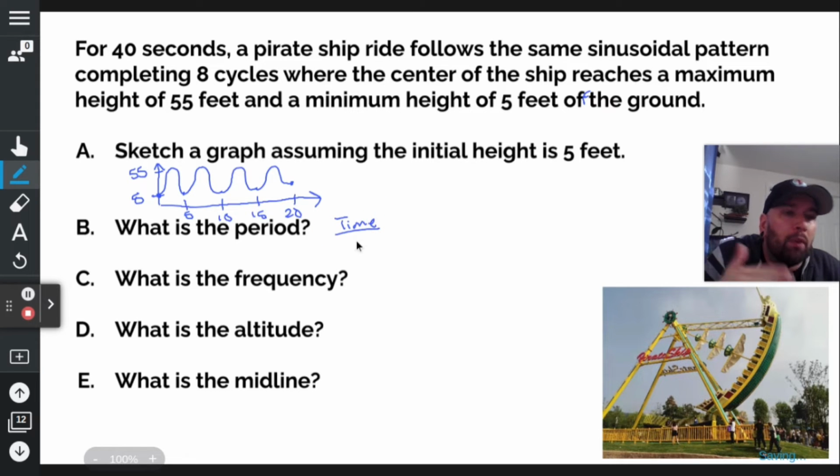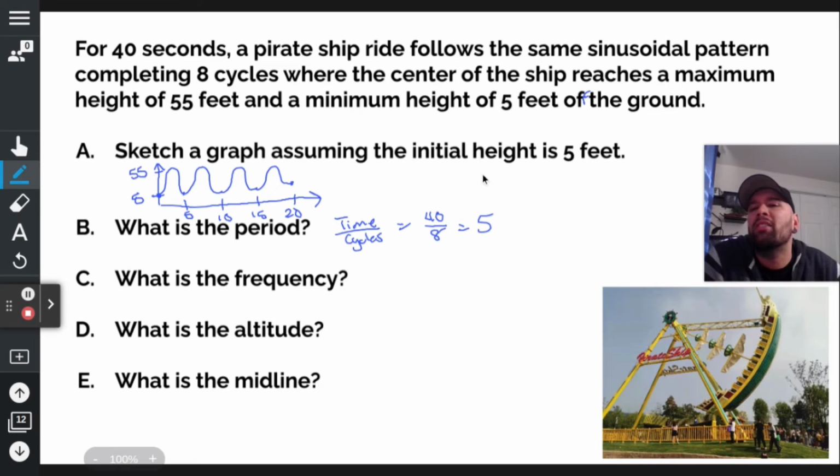My period in this case is basically the total amount of time that I have divided by the number of cycles that I'm dealing with. In this case, 40 is my total time, and it takes 8 cycles, so my period is 5, and you can see that with the graph. The graph makes that obvious, but I just wanted to go through the process anyway.